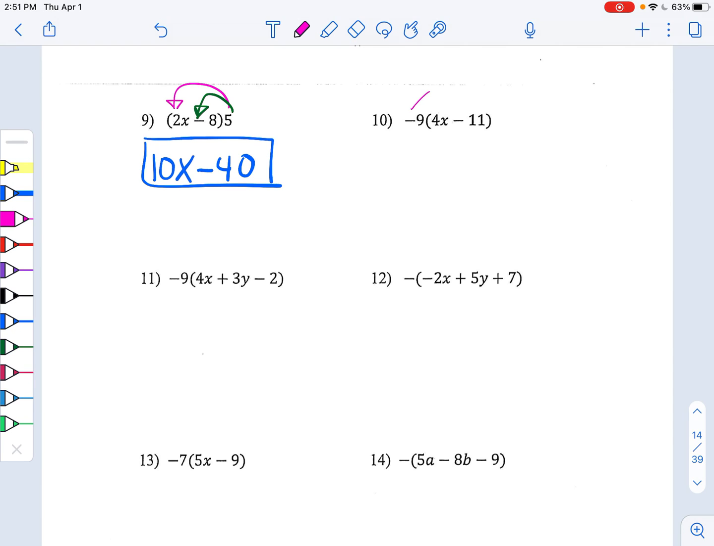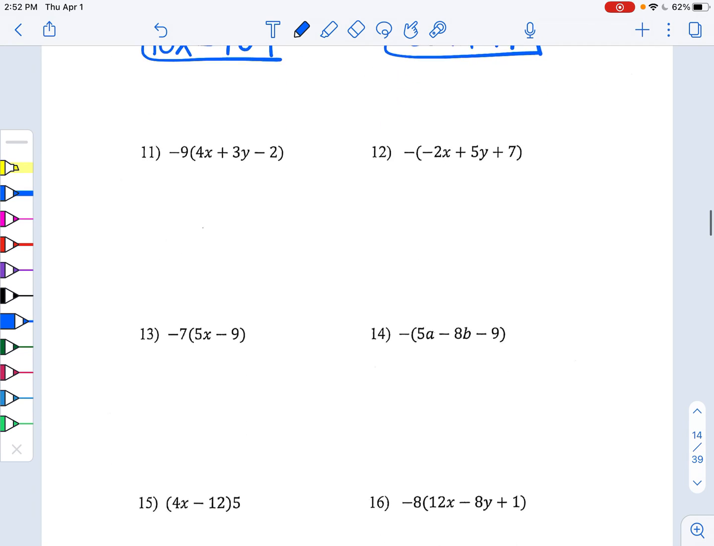All right, on number 10, you have negative 9 times positive 4x. A negative times a positive is a negative. And then you have a negative 9 times a negative 11. And a negative times a negative is a positive. So you get positive 99.